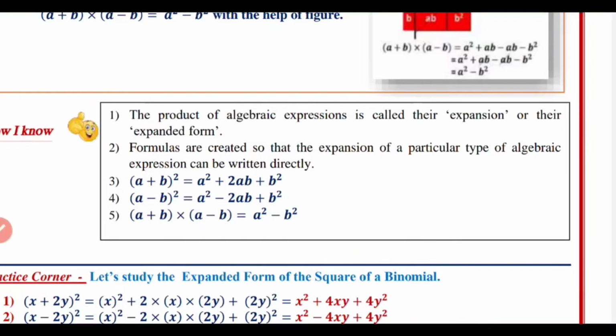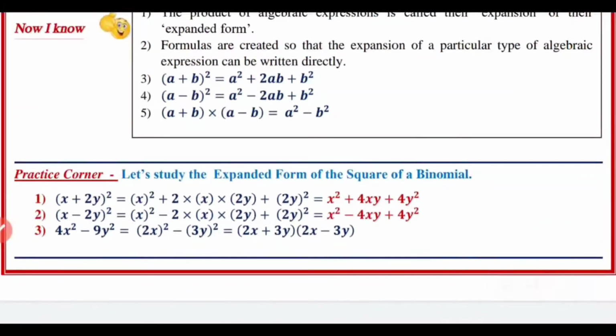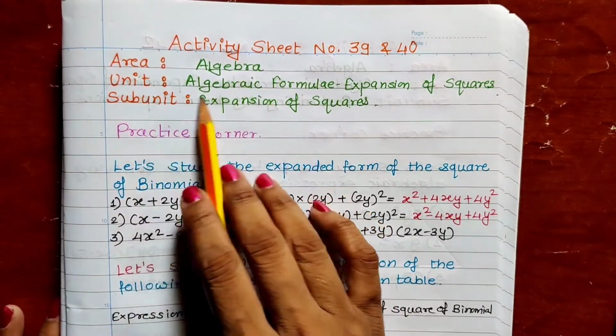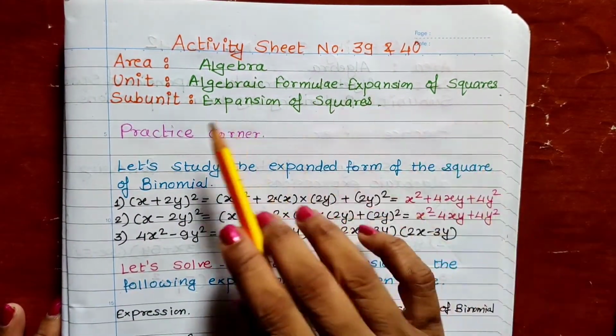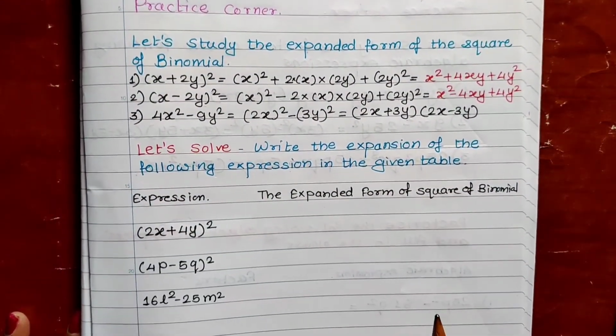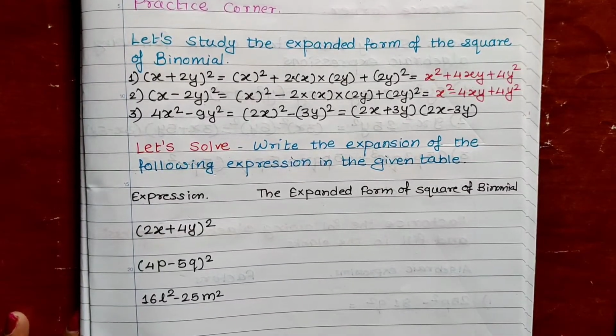So let us solve the sums in our notebook, so you all will get the idea very nicely. In practice corner we can also see the solved examples. These solved examples I will also be explaining in the notebook. So let us go to the notebook. Children, this is our activity sheet number 39 and 40 combined. The area is algebra, the unit is algebraic formulae, expansion of squares, and the subunit is expansion of squares. Now in practice corner we have to study a few examples.